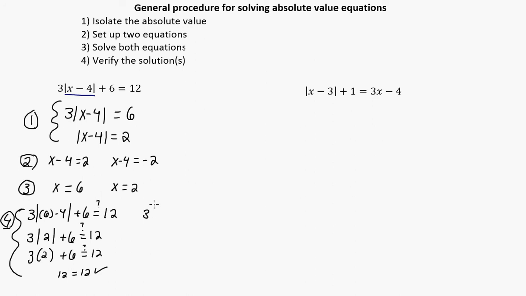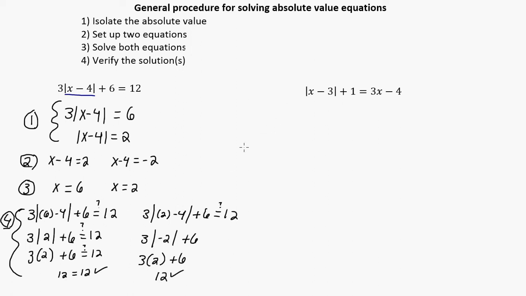We have 3 times the absolute value of 2 minus 4, plus 6 equals question mark 12. Alright, simplifying the center, I have 3 times the absolute value of negative 2, since 2 minus 4 is negative 2, plus 6, hopefully is going to equal 12. The absolute value of negative 2 is, of course, 2. So this is 3 times 2 plus 6, which we know to be 12, which is what we hoped it equaled. So we have verified that both of these solutions are correct.